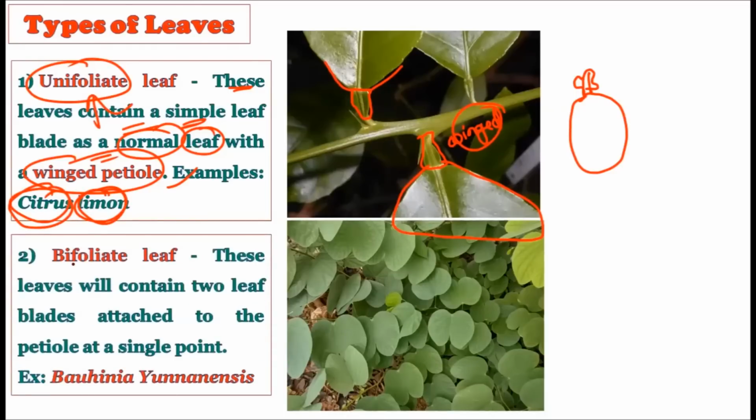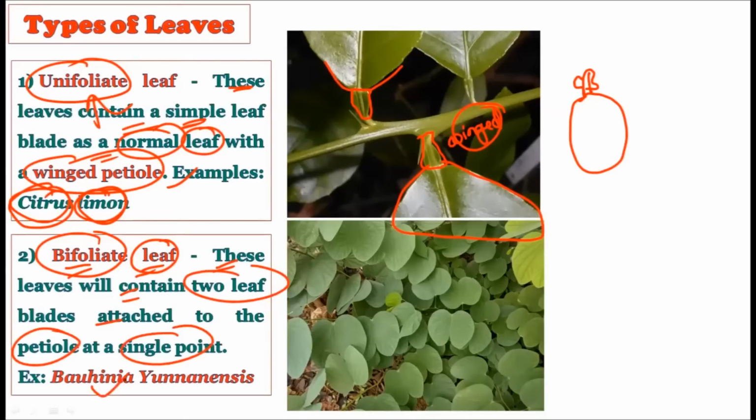Okay, now the second one is called the bifoliate leaf. Bifoliate leaves are those leaves in which two leaf blades are attached to the common petiole at a single point. For example, we have Begonia unanensis. Here you will find a single petiole, on which two leaflets are always attached. Two leaflets are there and they are attached to the common point on the petiole. Such a condition is called the bifoliate leaf. Example for this we have is the Begonia unanensis.